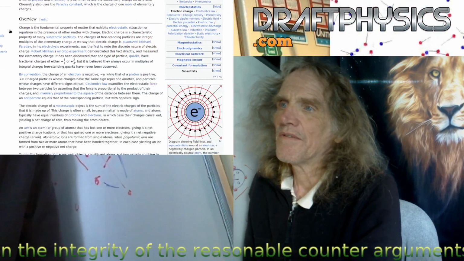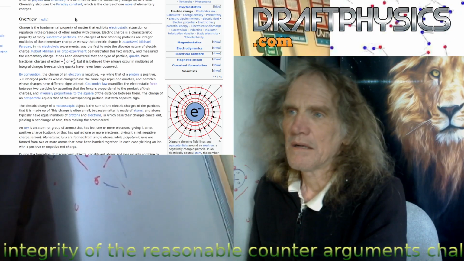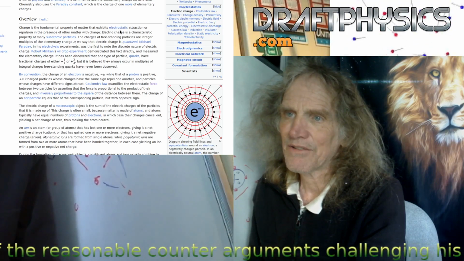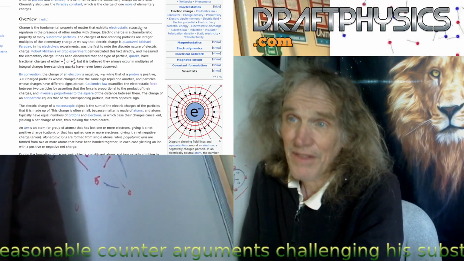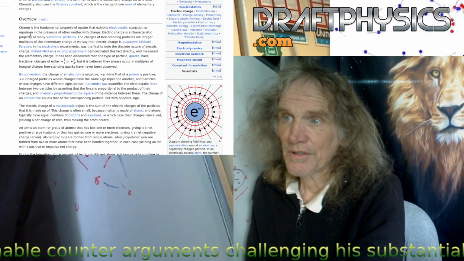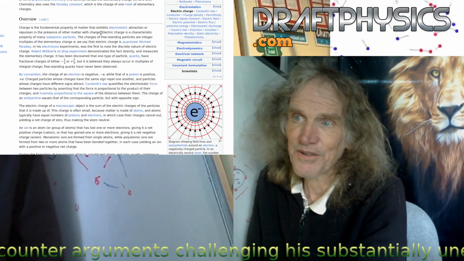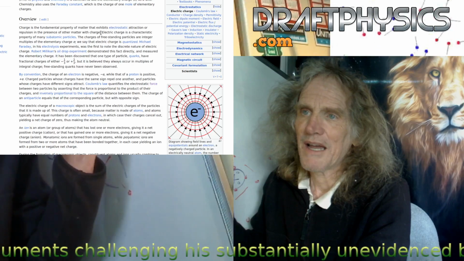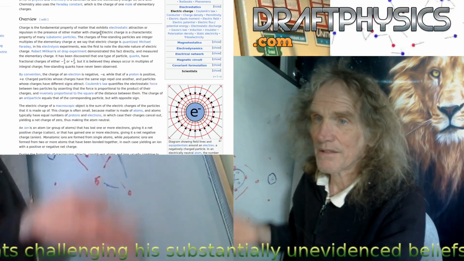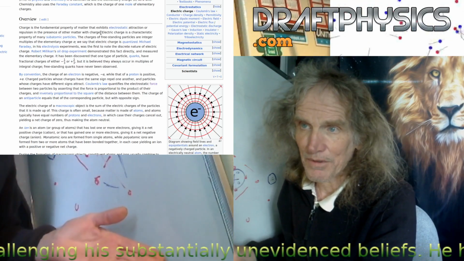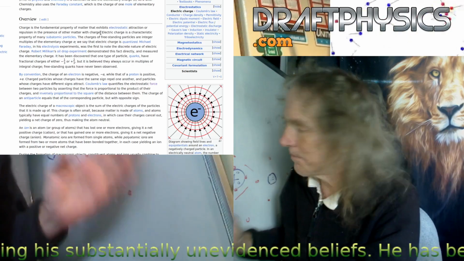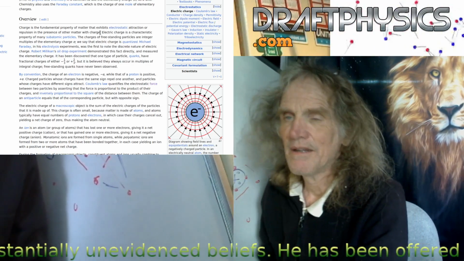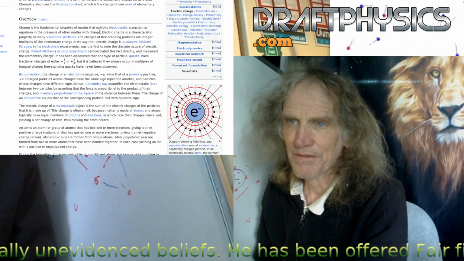All right, so overview. Tired already. Charge is the fundamental property of matter that exhibits electrostatic attraction, so whatever that even means, or repulsion in the presence of other matter with charge. So this is getting into what happens when you have an excess of electrons or an inadequate number of electrons in a system, and it moves to the surface. You create an imbalance, the imbalance always gets shoved to the outside. So charge ends up being a surface characteristic.